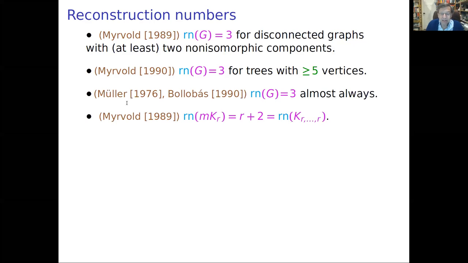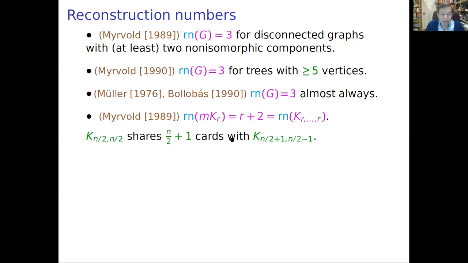On the other hand, the reconstruction number is not always 3. It can be larger. If you have a complete multipartite graph with r vertices in each part, or similarly the disjoint union of cliques with r vertices, then the reconstruction number will be r plus 2. This illustrates that the reconstruction question about any graph is equivalent to the question for the complement, because if you know the deck, you also know the deck of the complement.